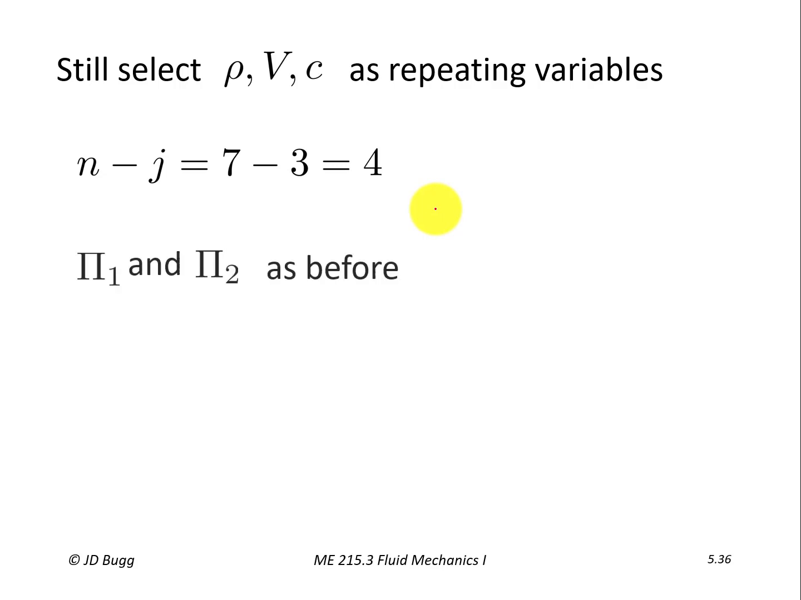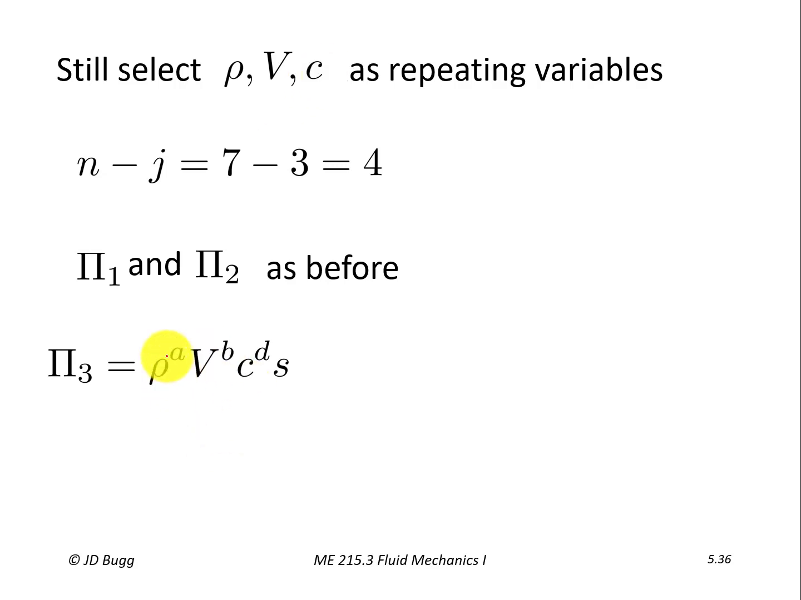So pi 1 and pi 2 are going to be exactly the same as before, because if we have the same repeating variables, we're going to get exactly the same results as before. So we're not going to redo pi 1 and pi 2. Pi 1 will be our drag coefficient, pi 2 will be our Reynolds number. But we will take a closer look at the 2 new dimensionless groups.